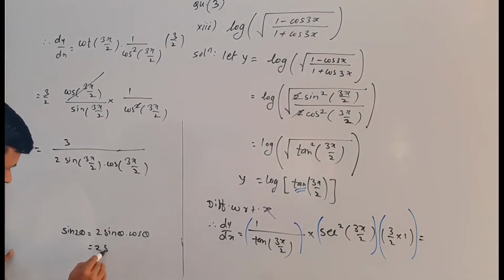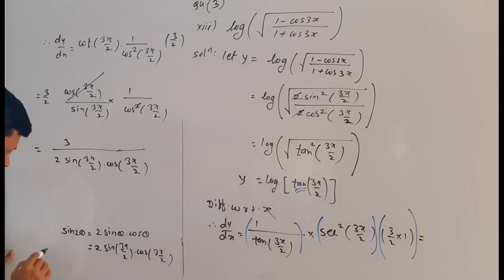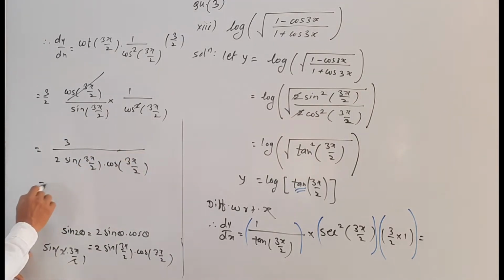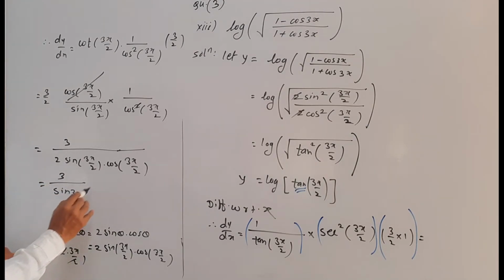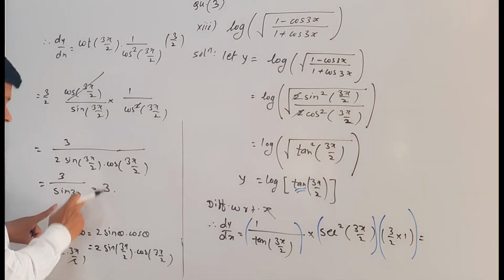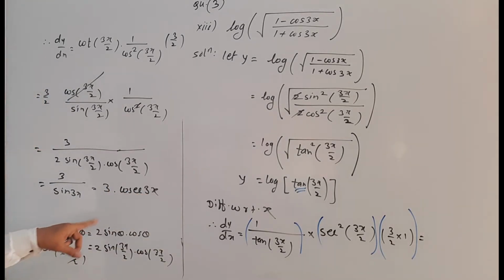So we write here 2 sin 3x by 2 into cos 3x by 2. So we write here sin 2 into 3x by 2. That means these 2 get cancelled. So in place of this 2 sin 3x by 2 into cos 3x by 2, that is sin 3x, we write 3 upon sin 3x, which we also write as, because 1 upon sin x is cosec x, so 1 upon sin 3x we write cosec 3x. So we get final answer as dy by dx is equal to 3 into cosec 3x.